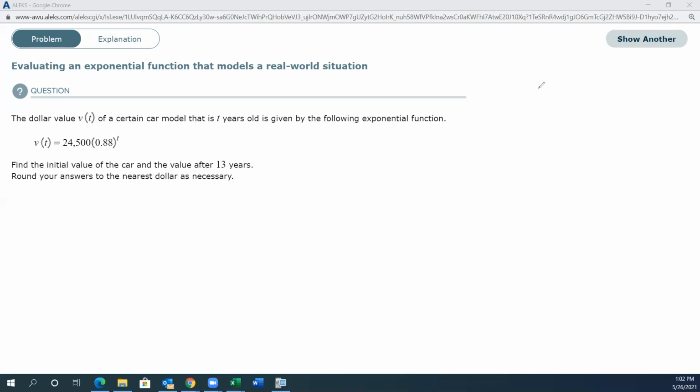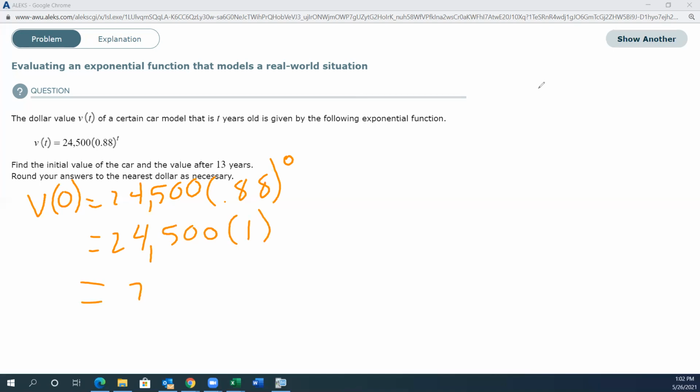So it says find the initial value of the car. Well, we already know it's 24,500, but initial value means after 0 years, what's the value? Well, anything to the 0 power is just 1, because that's the way it works. And oh, look at that, we get 24,500. Did not see that coming. Okay, so there's the initial value of the car.